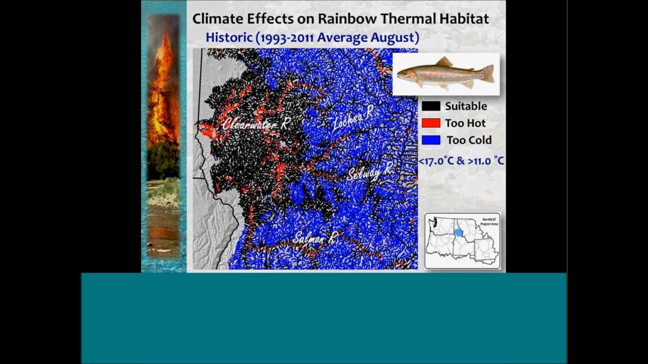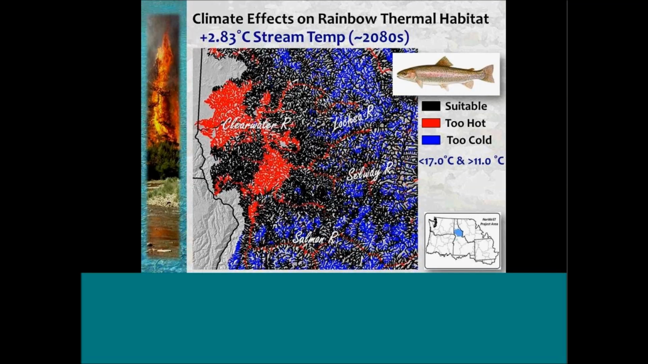Here we're just looking at the Clearwater River Basin in northern Idaho for rainbow trout. Streams shown as blue here are too cold, red are too warm, black is kind of the optimal zone for this particular species. And under different climate scenarios going forward, in that particular case for that particular species, climate change from a thermal perspective at least isn't going to be a big deal.